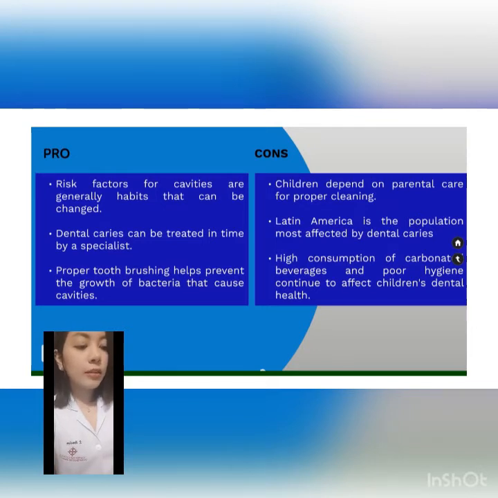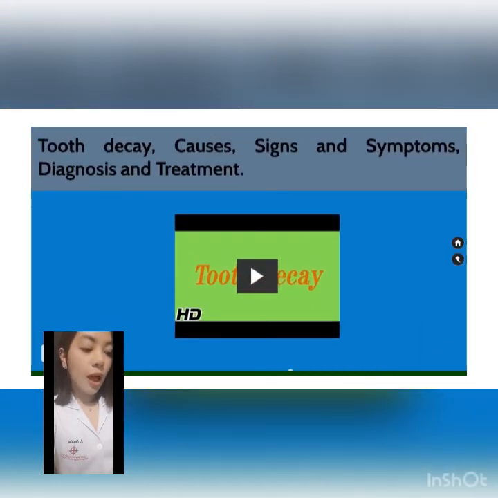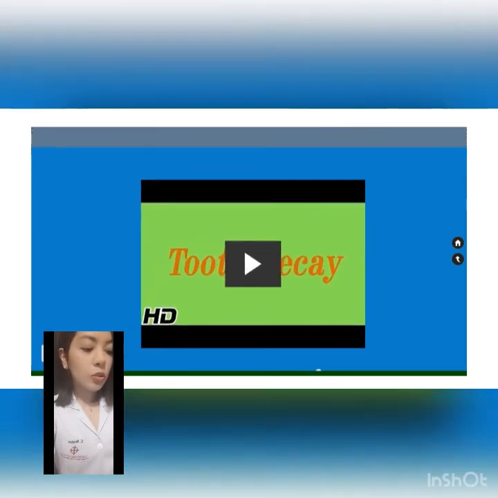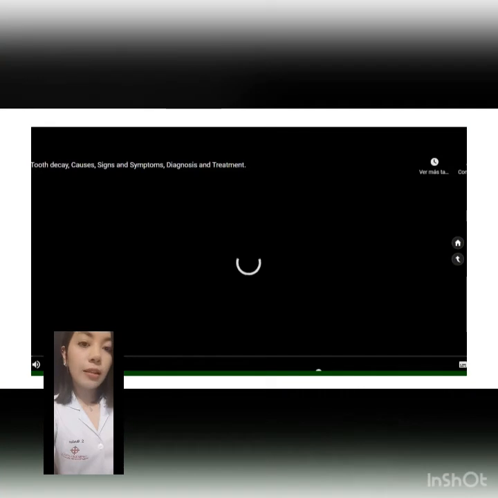Cons: 1. Children depend on parents for proper cleaning. 2. Latin America is the population most affected by dental caries. 3. High consumption of carbonated beverages and poor hygiene continue to affect children's dental health.